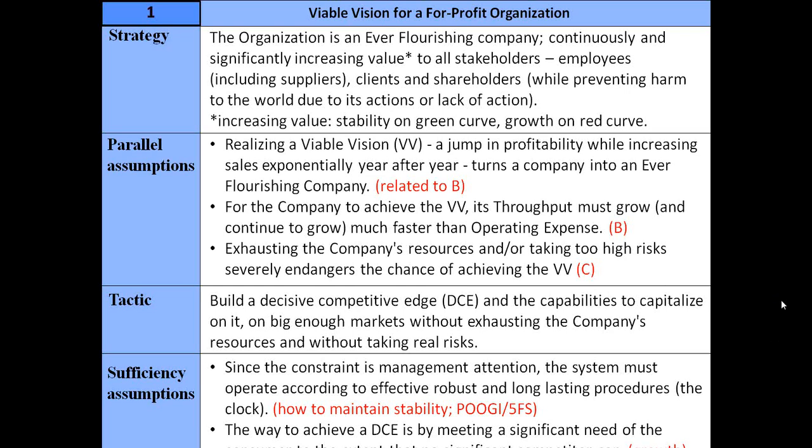So given this strategy and these parallel assumptions, which we accept as facts, we must then conclude that the tactic is to build a decisive competitive edge, DCE, and the capabilities to capitalize on it on big enough markets without exhausting the company's resources and without taking real risks. Notice that there are 5 components to this tactic. Build a decisive competitive edge.